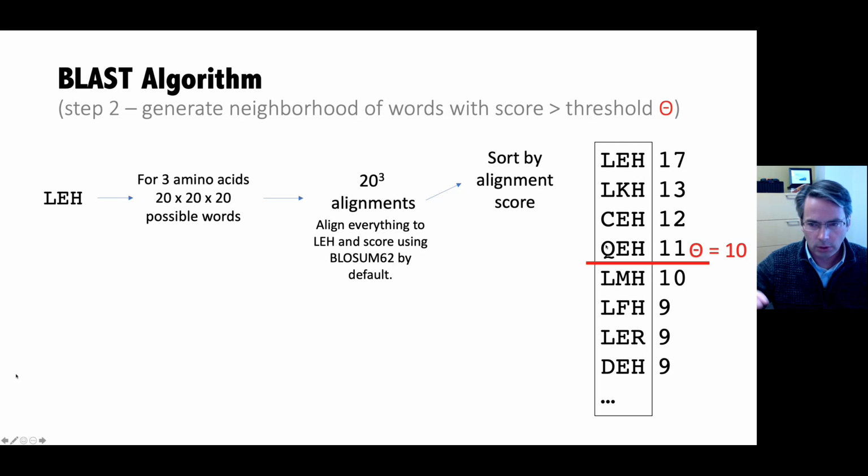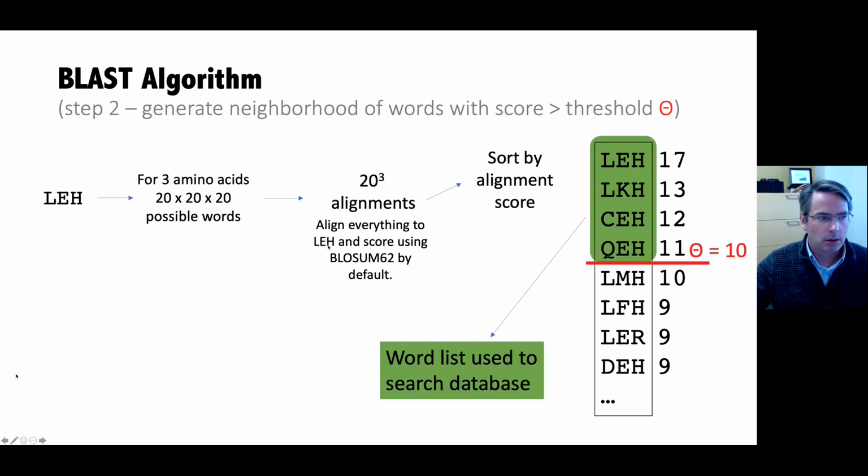Okay, so again, just so it's clear, this is the analogous thing that we had to do in problems 21 and 23 in the Rosalind problems, where we generated the neighborhood. In those problems we were using the very simple Hamming distance. In this, all BLAST is doing is using the BLOSUM 62 scoring matrix to generate that neighborhood. So that is the word list that we're going to use to search the database.